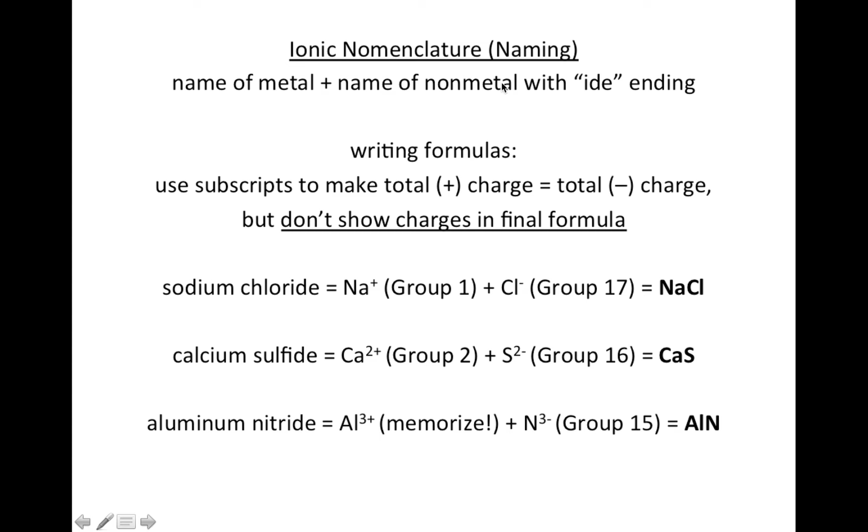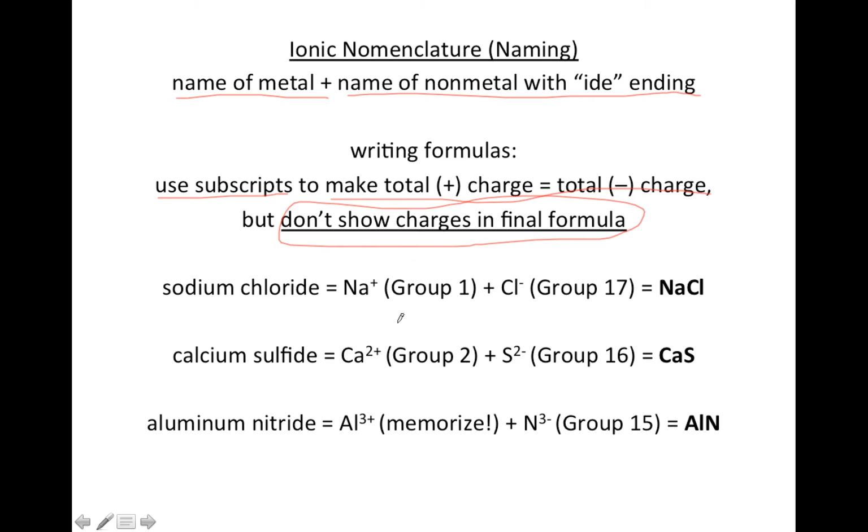So naming ionic compounds is called ionic nomenclature. And the way you're going to do it is very simple. You just write the name of the metal, and then you write the name of the nonmetal, but you end it with ide. When you go to write the formulas, what you want to do is use subscripts because you want to make the total positive charge equal the total negative charge. But one very important thing, you don't want to show the actual charges in the final formula.